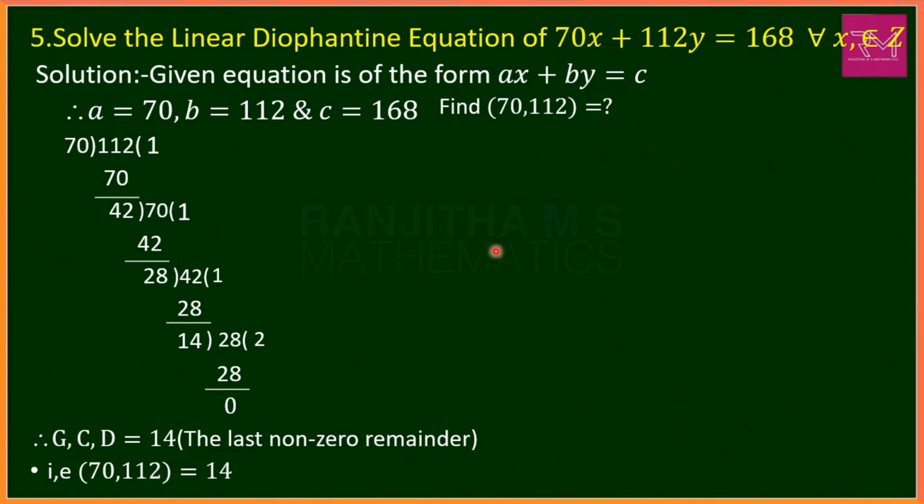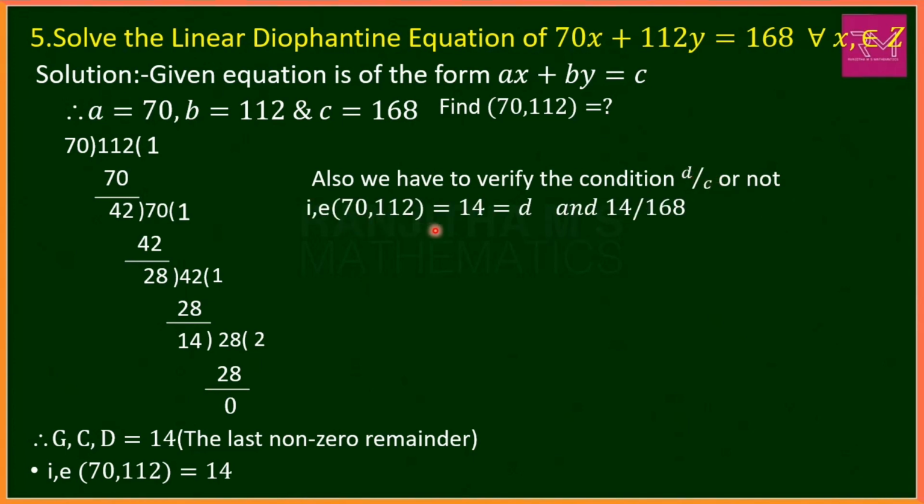Once you obtain the GCD value, we have to verify the given condition, that is whether d divides c holds or not. The GCD of 70 and 112 is 14, that is the d value. That is, d value is 14 and c value is 168. We know that 14 divides 168, that is 168 divided by 14, we get a value as 12. Therefore d divides c. Therefore we can conclude that the given equation has a solution.